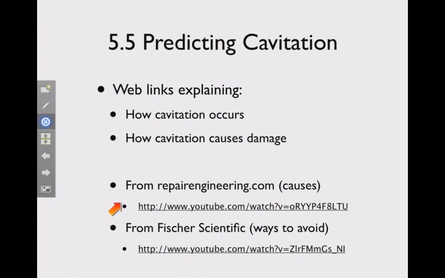So I encourage you to have a look at these links here on cavitation. And actually, Fisher Scientific has ways of avoiding this. So there's a couple of videos here that you can watch on YouTube. It's really good to look at some web links to see how cavitation occurs and to see some examples of the damage that it causes.